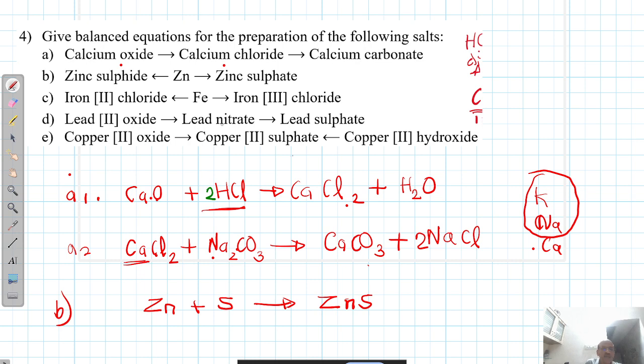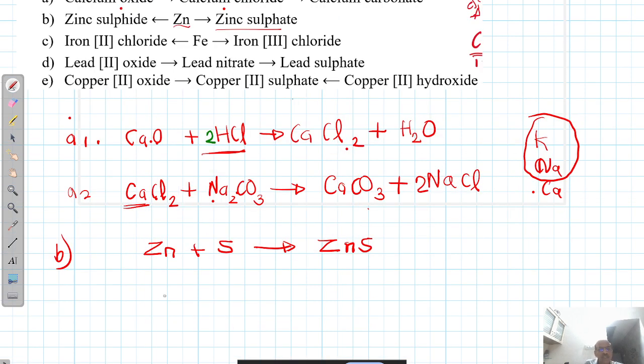Now you are telling that from the zinc you have to get a zinc sulfate. How do you get it? This is zinc, plus you have to add something so that you get a zinc sulfate. What is zinc sulfate? It is nothing but ZnSO4, right? It is sulfate. Okay, ZnSO4.